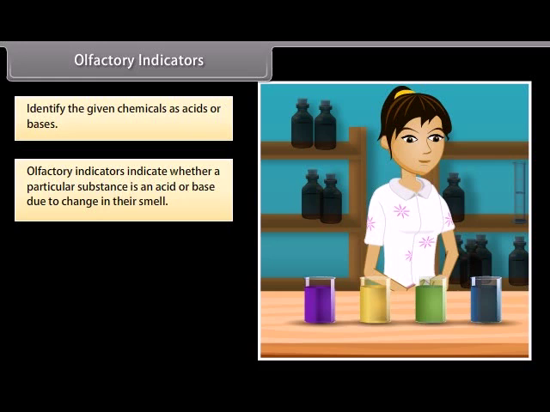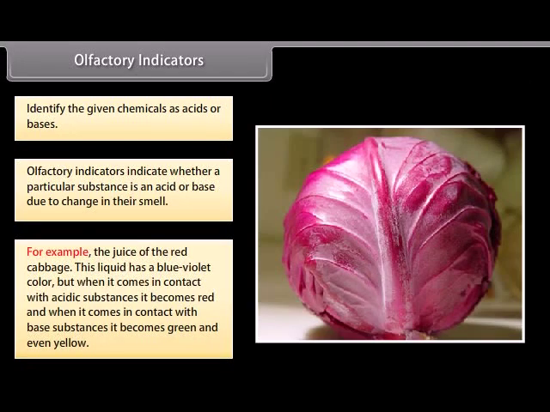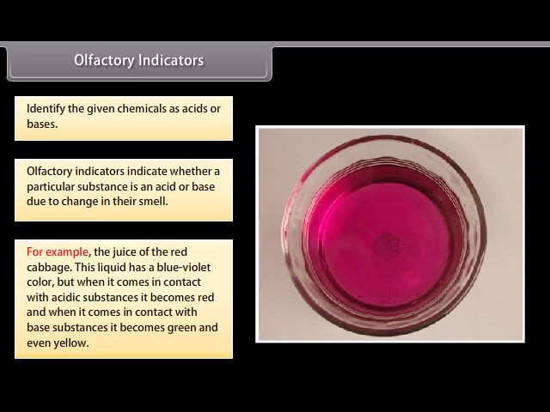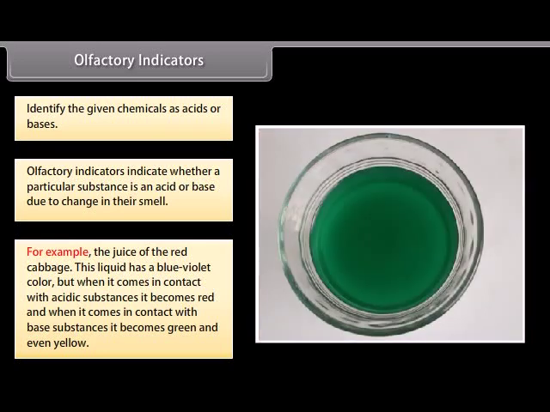They are used in the laboratory to test whether a solution is a base or an acid by a process called olfactory titration. An olfactory indicator works on the principle that when an acid or base is added to a substance, then its odor cannot be detected. For example, the juice of the red cabbage. This liquid has a blue-violet color, but when it comes in contact with acidic substances, it becomes red, and when it comes in contact with base substances, it becomes green and even yellow.